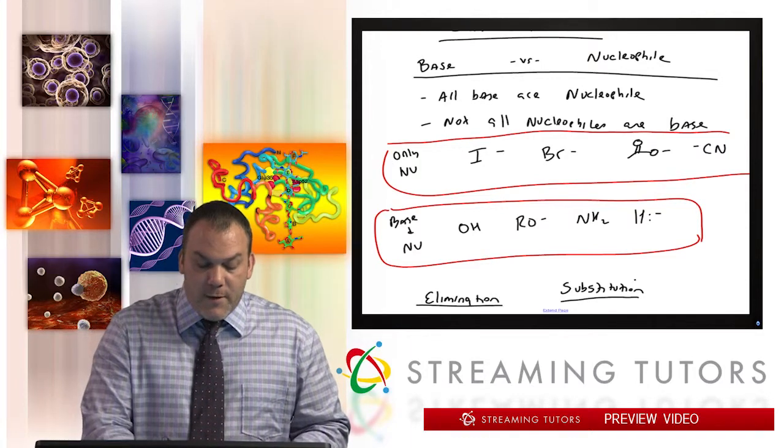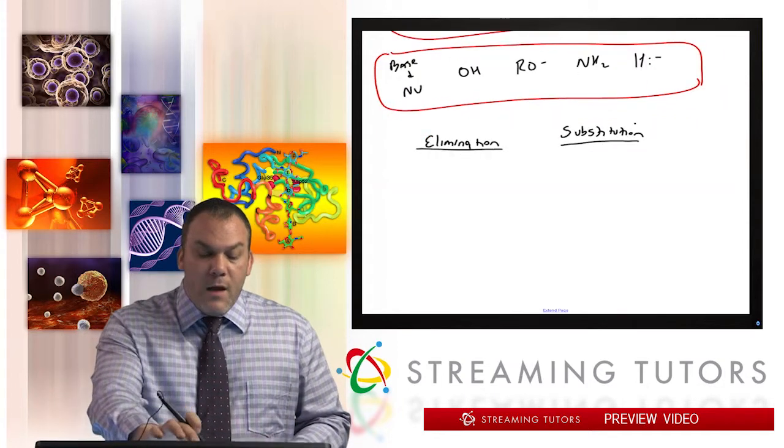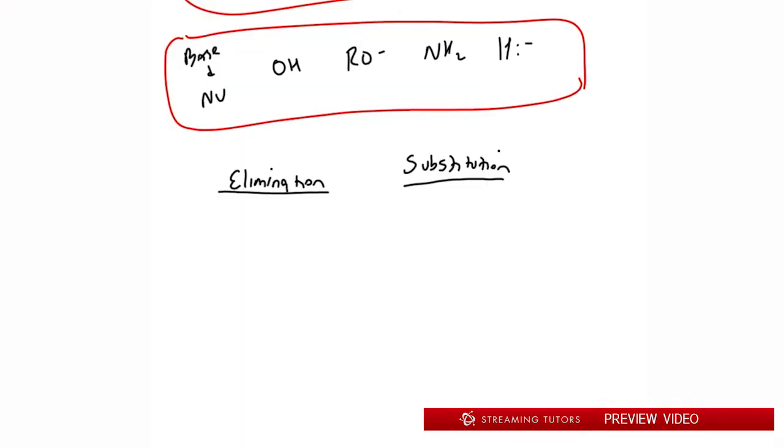We'll see that in just a moment. It really comes down to looking at the pKa chart, and we'll do that soon. Now, what about this idea? What is elimination in comparison to substitution?